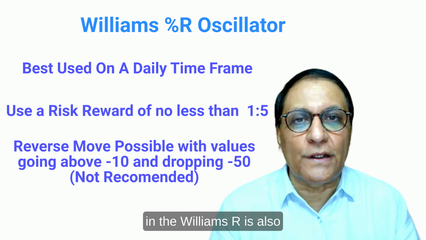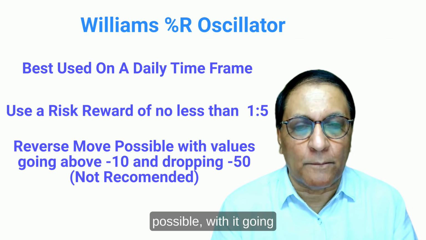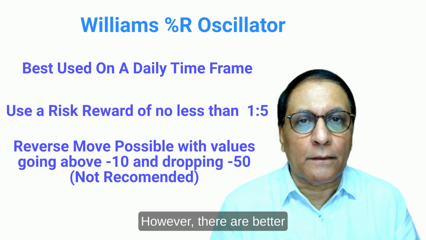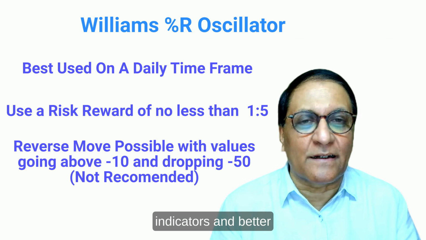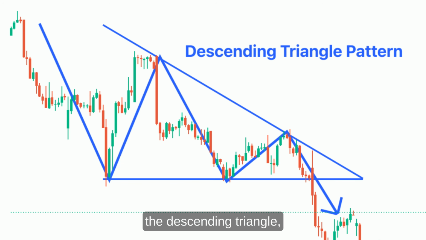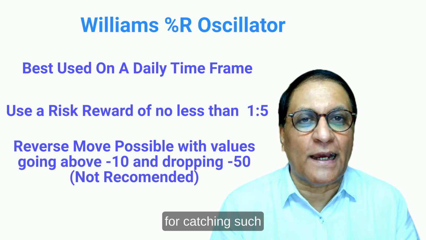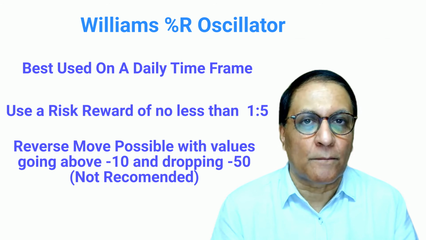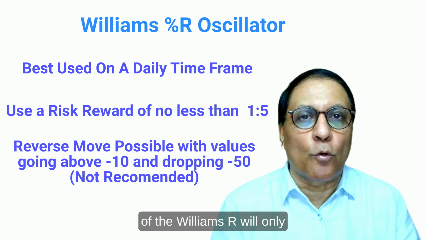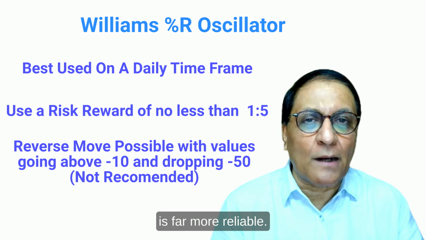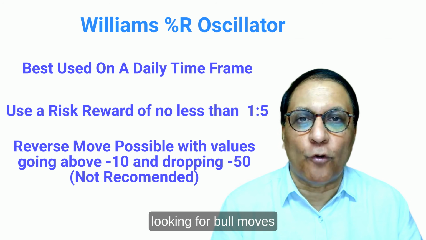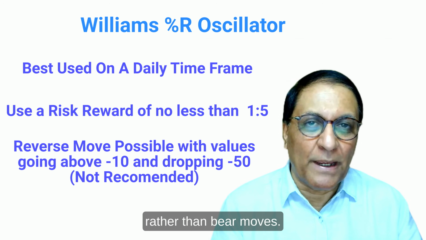The reverse move in the Williams R is also possible, with it going above minus 10 and then dropping below minus 50. However, there are better indicators and better chart patterns like the head and shoulders or the descending triangle, which are available for catching such steep falls and crashes. Therefore, the bull side of the Williams R will only be discussed because it is far more reliable and far more adaptive to the retail trader who is looking for bull moves rather than bear moves.